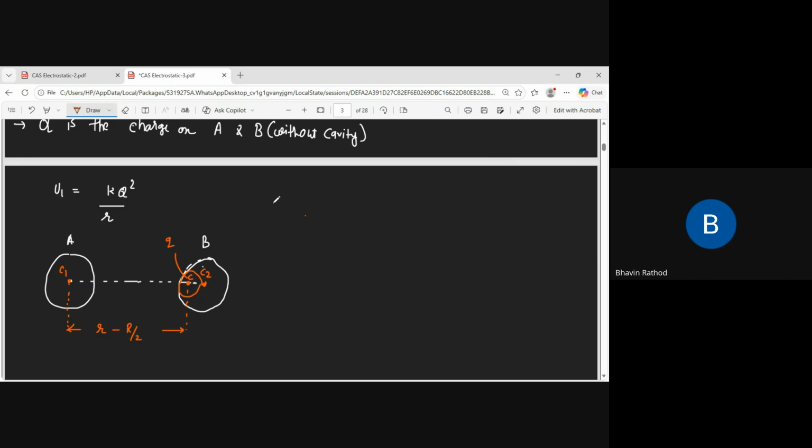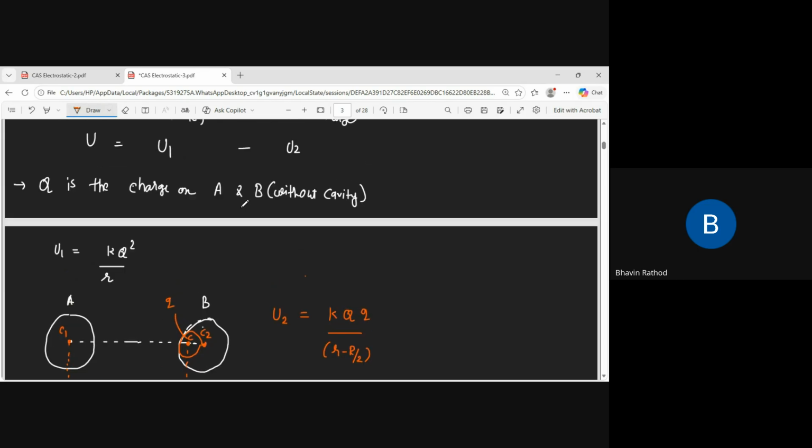Now from all this, we can say U2 will be equal to k into capital Q into small q divided by R minus R by 2. We can find out small q because we are given the density, so that's an easy enough thing to do. Then we just plug it in the original expression and find U.